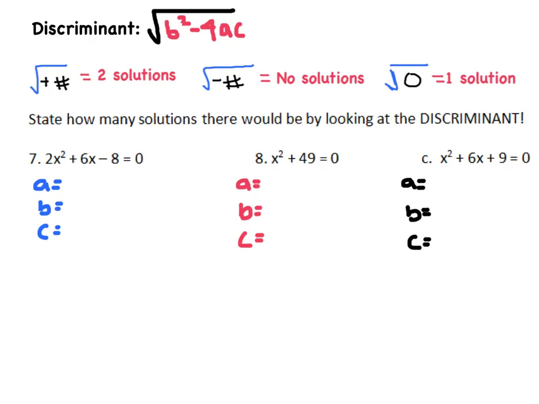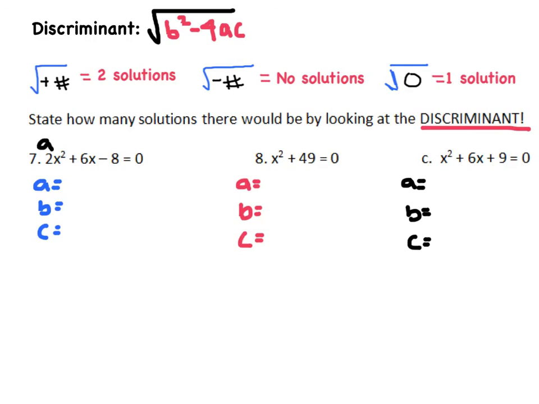Last part, finding the discriminant. Now remember, the discriminant is b squared minus 4ac. Now when I do this, if the number is positive, it means I have two solutions. If the number is negative, that means I have no solutions. And if I get 0, then the answer is one solution. So how many solutions would there be by just looking at the discriminant? I'm not asking you to actually work it out, just how many there are going to be.